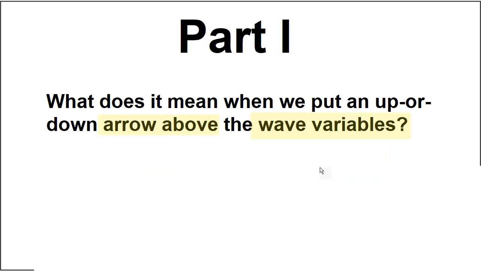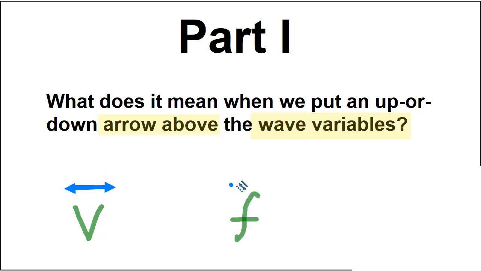Part 1. What does it mean when we put an up or down arrow above the wave variables? Many students are having problems just understanding, for example, this is V, it stands for speed or velocity of the wave. And then what does it mean when we say that speed increases, speed decreases? Same thing with frequency. What does it mean when we say frequency is constant or when frequency increases? And finally, wavelength. You need to know the definition of wavelength, and then what does it mean when we say wavelength is increasing and wavelength is decreasing, for example.